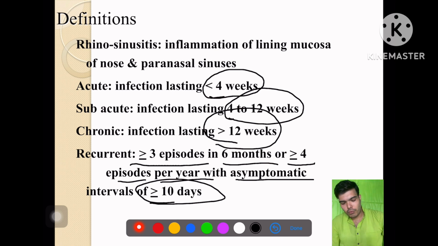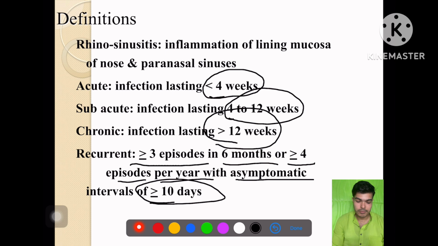And more than or equal to 4 episodes per year with an asymptomatic interval of more than or equal to 10 days. Okay. So you are suffering from sinusitis, firstly you had sinusitis, and secondly again you had sinusitis, right? The interval between these two periods is an asymptomatic interval of more than or equal to 10 days. Okay, so if you have a recurrent sinusitis, in 6 months and 1 year, more than 3 and 4 episodes.